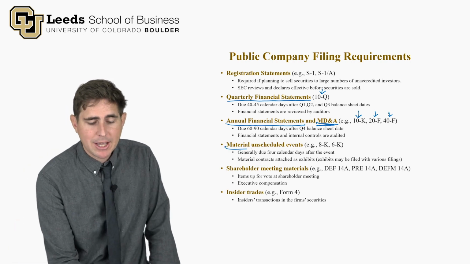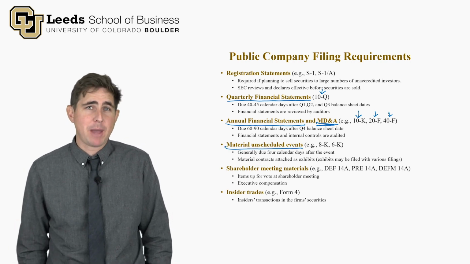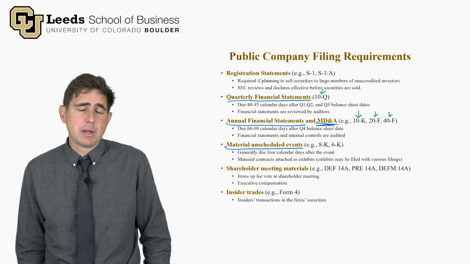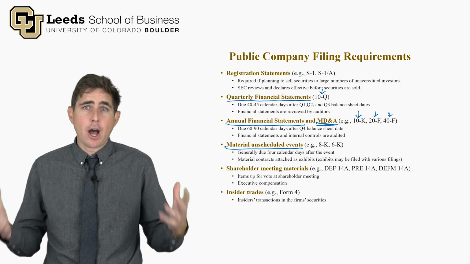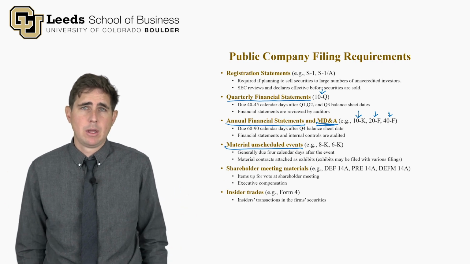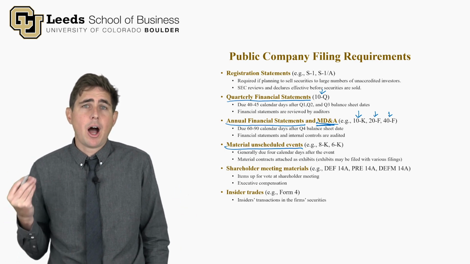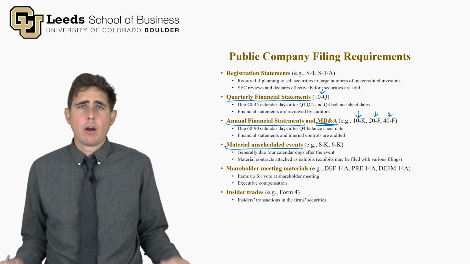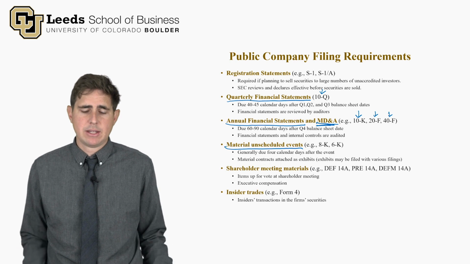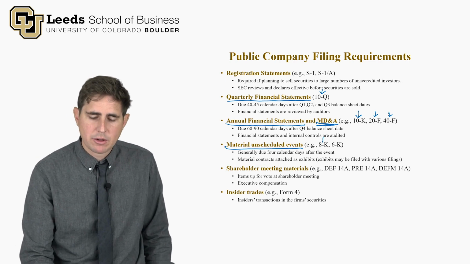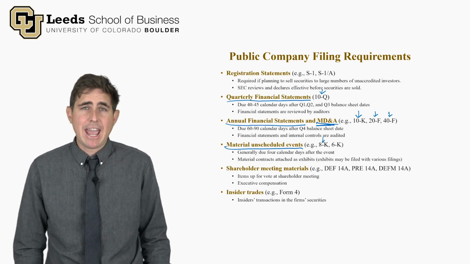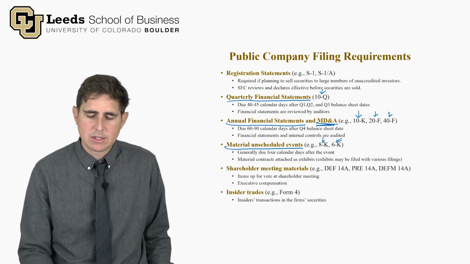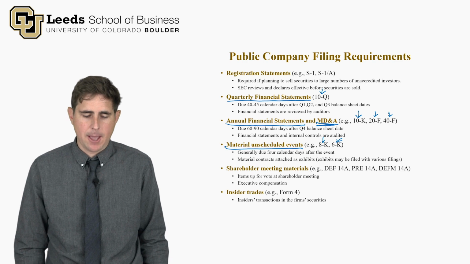Sometimes material unscheduled events occur. Okay, a company goes bankrupt. A company engages in a major transaction. Okay, a company decides that they're going to lay off some of their employees and restructure. Okay, lots of different material unscheduled events occur during the year, and investors need to be made aware of these events immediately. And so when an unscheduled event happens, a company will file an 8-K to make investors aware of it. If it's a foreign company, you'll see the form called 6-K.